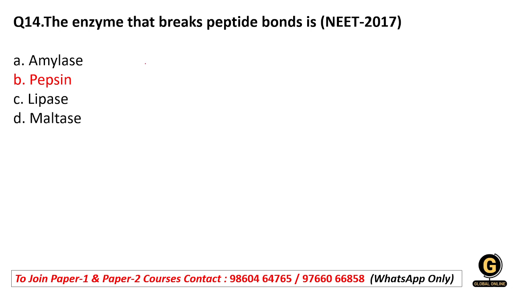Yes, what does peptide bond mean? The bond of proteins. Which is the enzyme that breaks it? The options are amylase, pepsin, lipase and maltase. So the right answer is pepsin, because pepsin is a protease. Protease is the enzyme that hydrolyzes peptide bonds in proteins, and it is present in the stomach. Yes, so the right answer is pepsin.